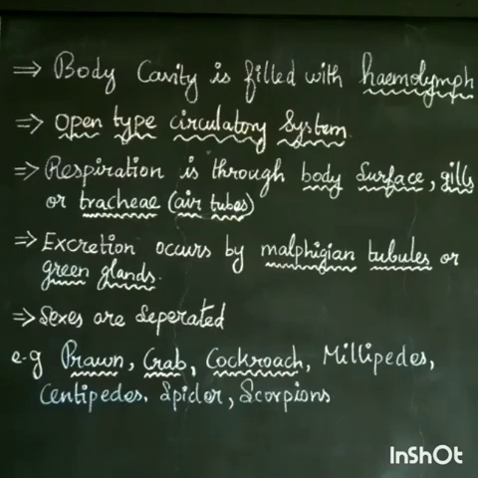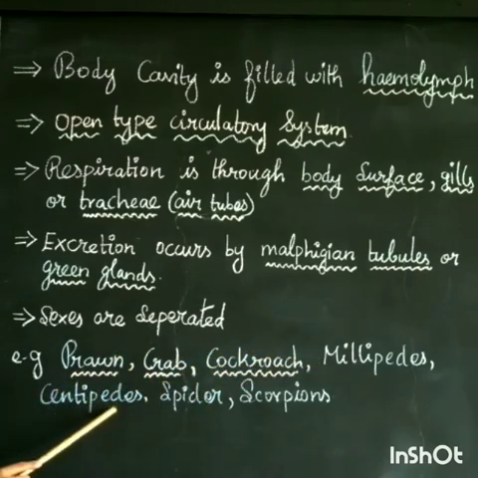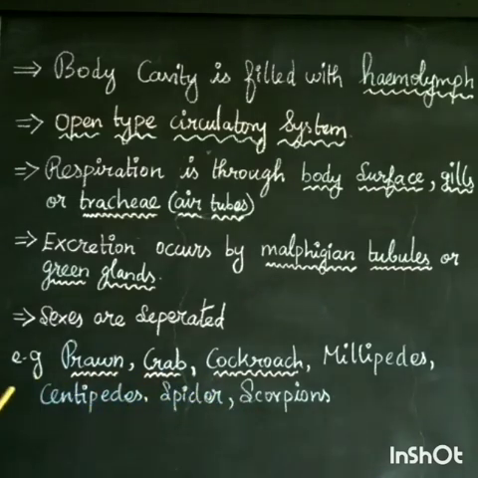Then what about the sex? Here sexes are separated. Sexes are separated means that a male insect and female insect, or individual insects, are present in this phylum. Then coming to the examples: prawn, crab, cockroach, millipedes, centipedes, spider and scorpion. These are some of the examples for the phylum Arthropoda. Let us see the diagram or a picture. I can explain, then you will be clear about it.